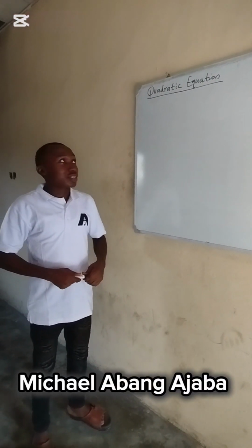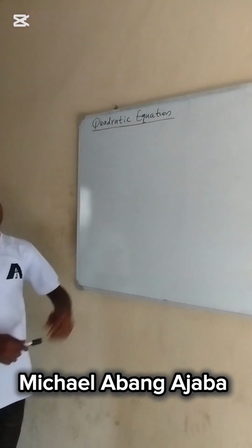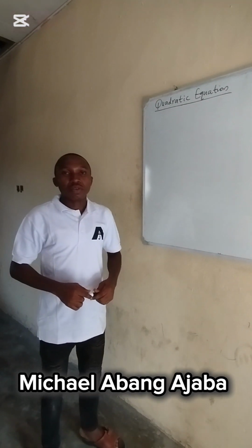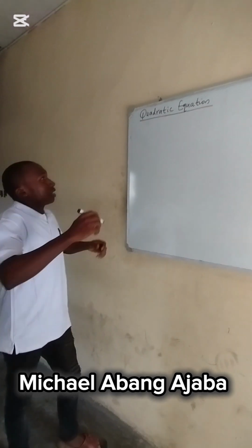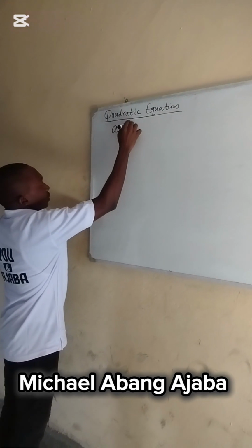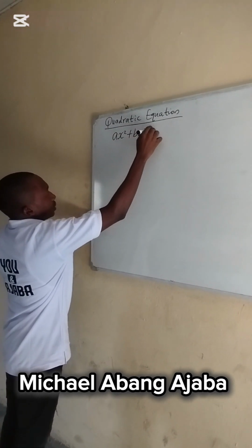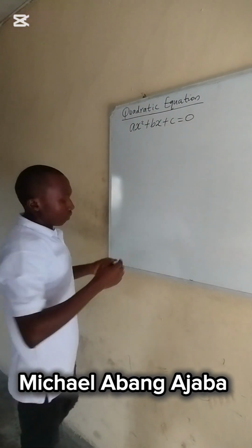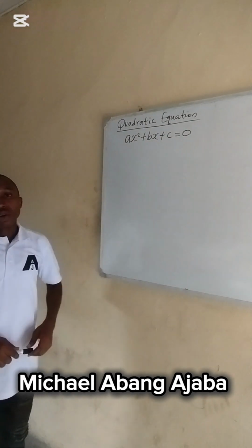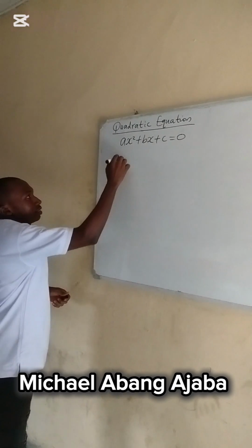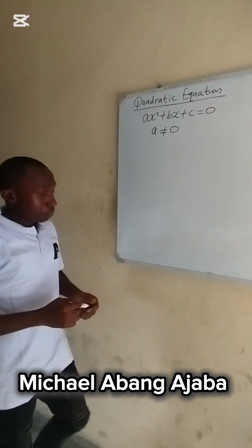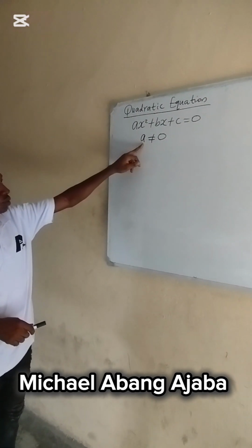For today we shall be discussing quadratic equation. What is quadratic equation? Quadratic equation is a polynomial of degree 2, meaning the highest power of the unknown is 2. The general form of a quadratic equation is ax squared plus bx plus c equal to 0, where a, b and c are constants and a is not equal to 0.